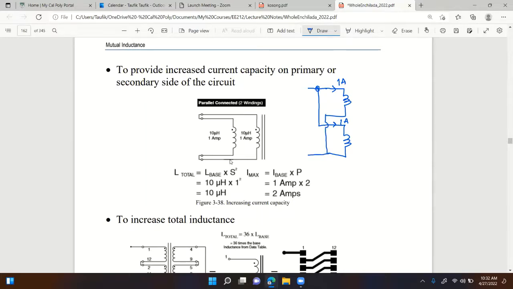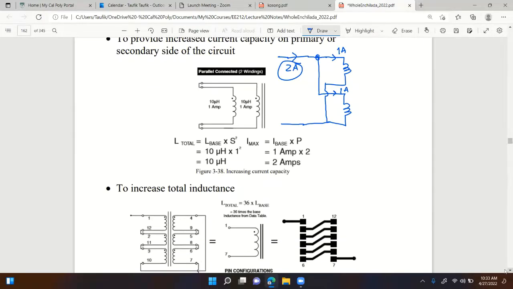like this, right? So if you do it this way, now the current here that you can put in is 2 amps, right? Because it splits into 2 windings, right? So that's an increase in current rating. Again, by connecting multiple windings in parallel, you increase the current rating of the windings or of the transformer, I should say. All right. Any question on this?